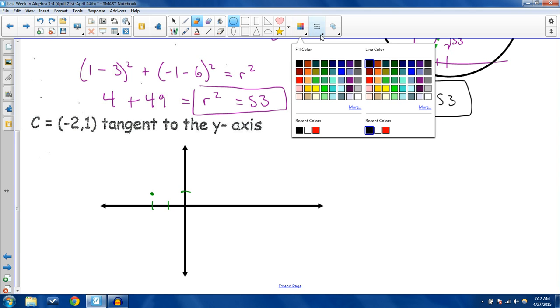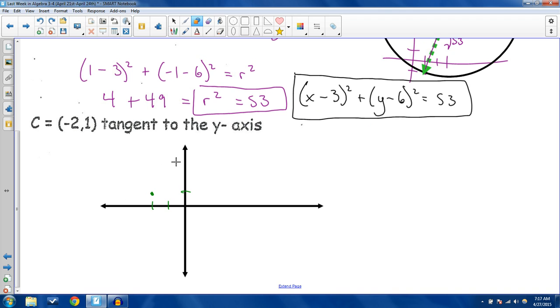a line tangent to a circle means that it touches it at one point. And watch as I go ahead, focus on this y-axis right here. There's only one way that I can make it touch at one point, and that is if it touches right like that right there. That's the only way it's going to touch at one point. If I keep going down, it's not touching at any points.